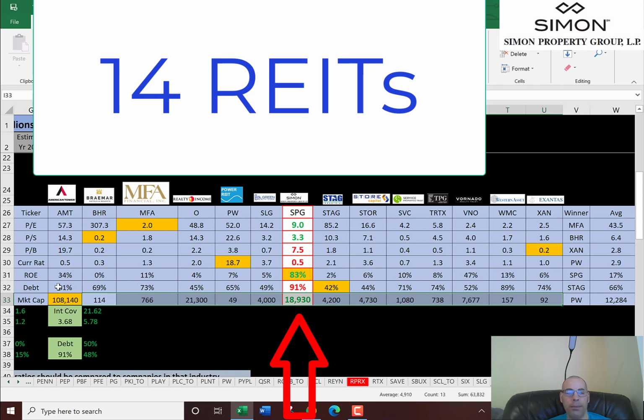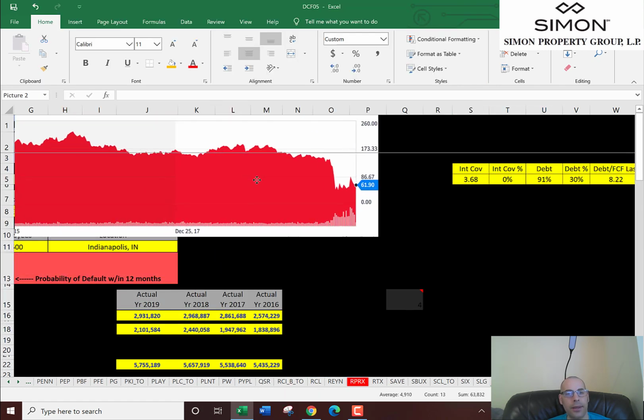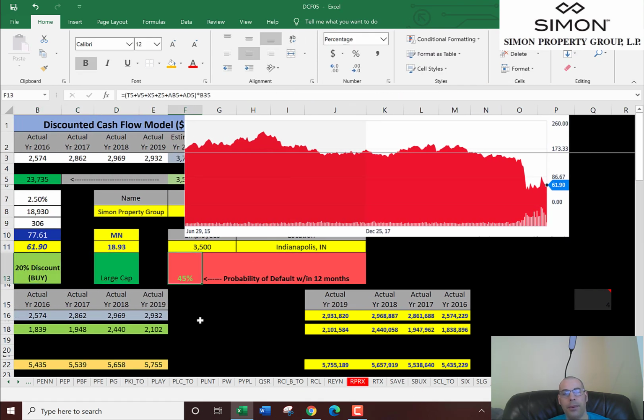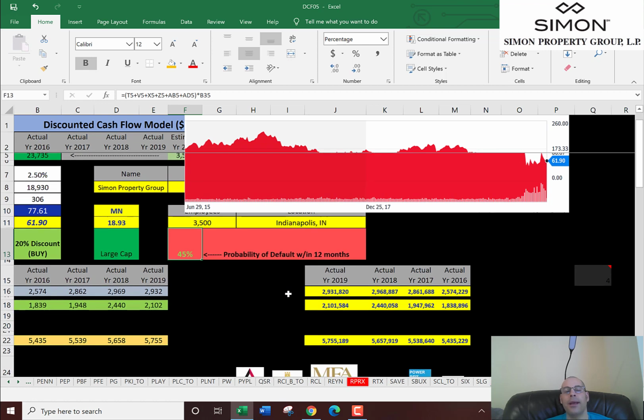They're 108 billion. And let's see their probability of default within the next 12 months. 45% probability of default. That's because of their current ratio and their high debt and other factors too. So that's just my personal calculation. It's only my opinion.